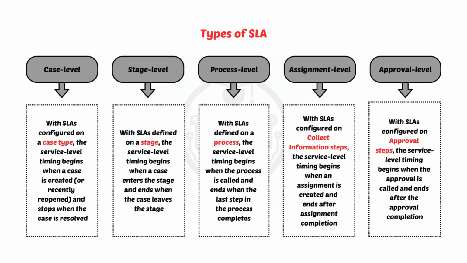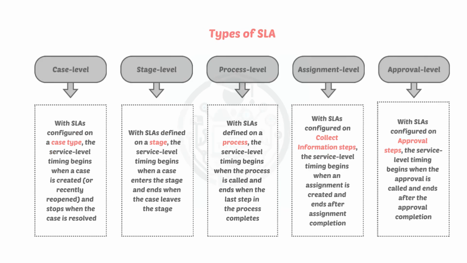Process level covers a process within a case, ensuring timely completion of subprocesses. An example would be completing a payment approval process within 2 business days. Assignment level focuses on individual tasks, starting when an assignment is created and ending when it's completed. For instance, a task like reviewing and approving a document must be completed within 1 day. Approval level is specific to approval steps, starting when approval is initiated and ending when it's completed. Take, for example, a manager approving a leave request within 2 business days.